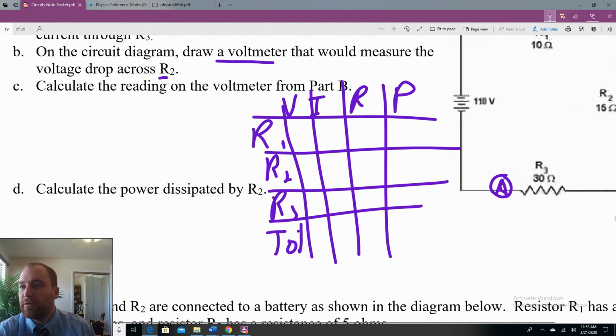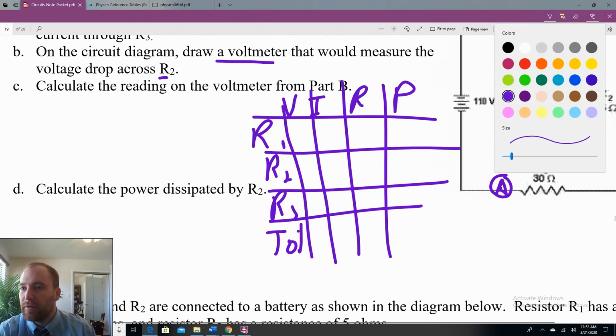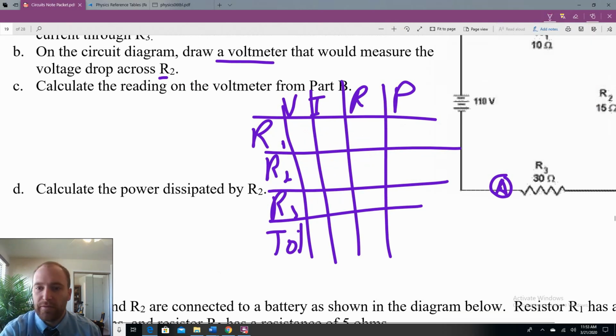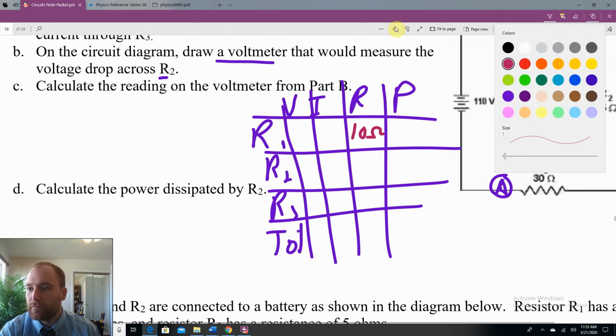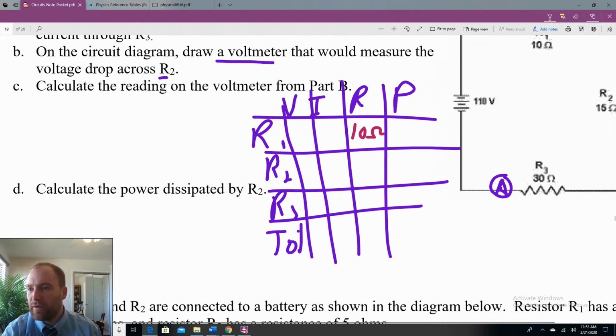So I gave you all the resistance values in the problem. One of them was 10 ohms. One of them was 15 ohms. One was 30 ohms. And then I said that this total voltage is 110.